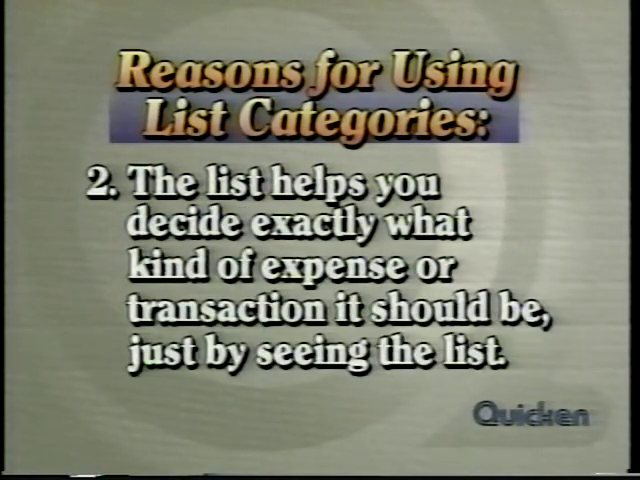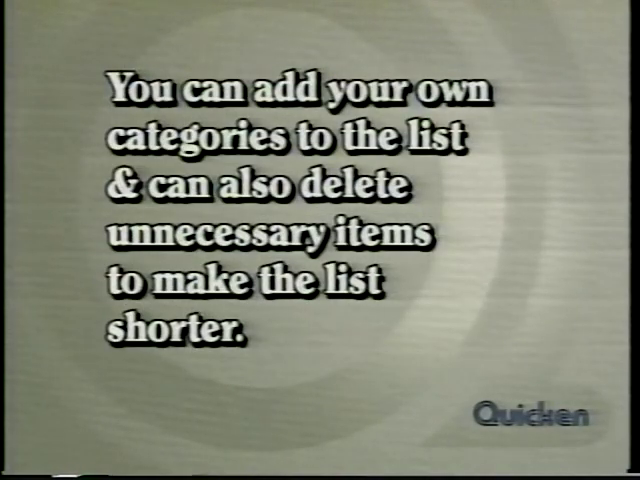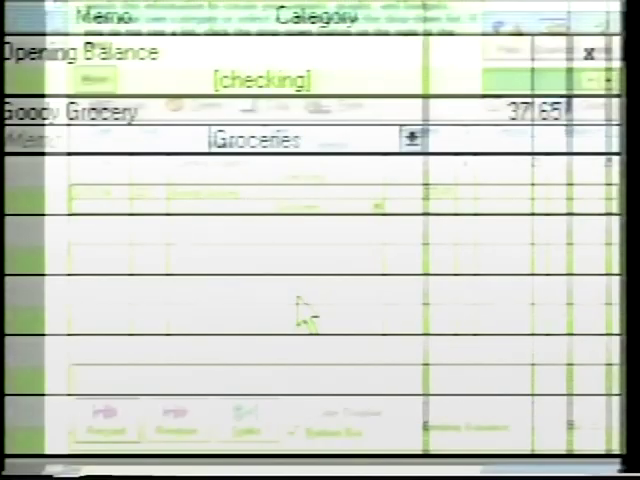And secondly, the list helps you decide exactly what kind of expense or transaction it should be, just by seeing the list. You can add your own categories to the list and can also delete unnecessary items to make the list shorter. We'll look at those kinds of maintenance chores after a bit. That's all the information needed for this check.